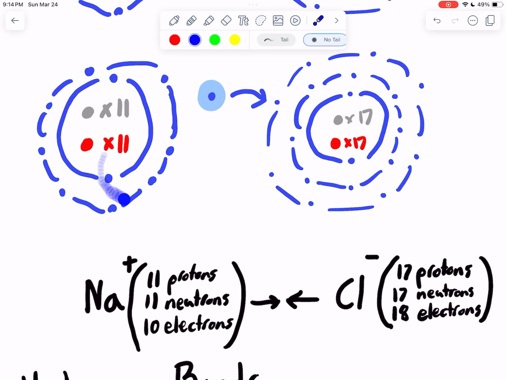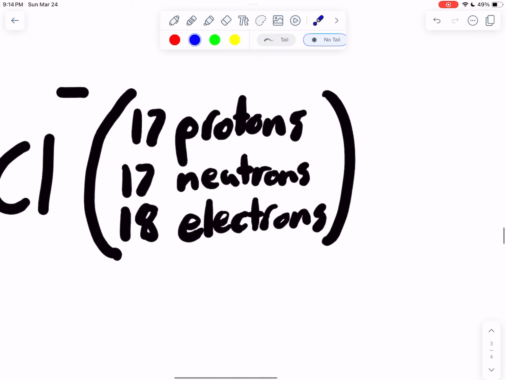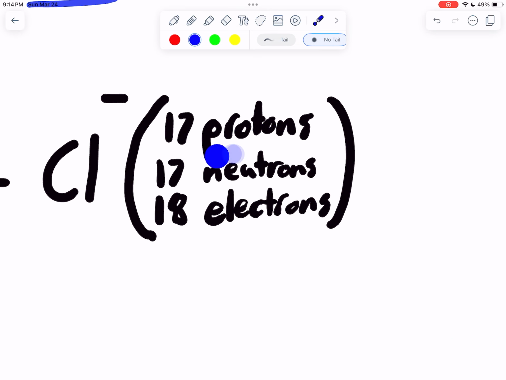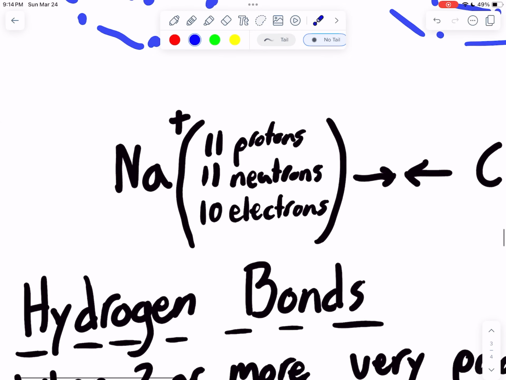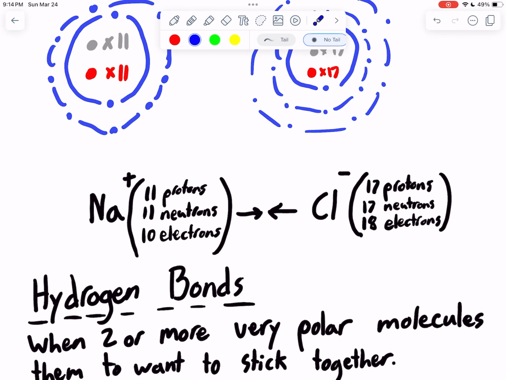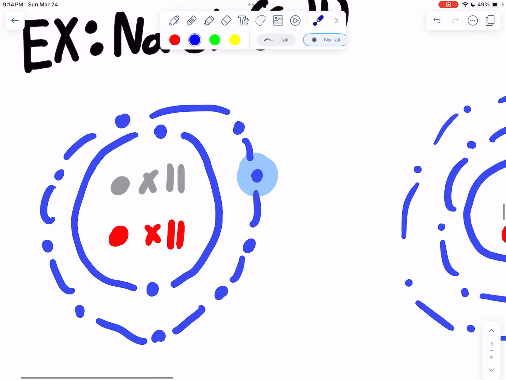But the consequence of this is that the sodium will have a positive charge because it'll now have 11 protons but 10 electrons. And this chloride ion will have 18 electrons but 17 protons. So this will have a net charge of -1, and the sodium will have a net charge of +1, which causes them, because opposite charges attract, to attract. And that forms what is known as NaCl.